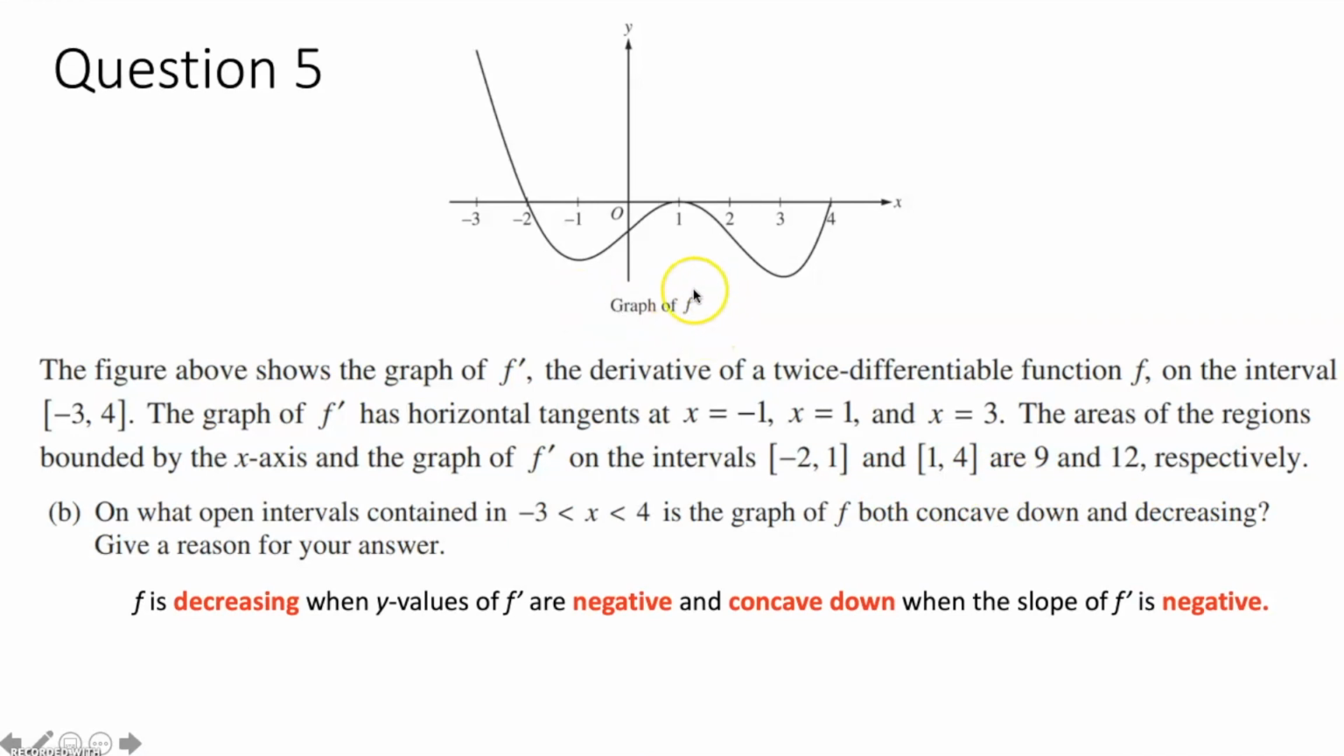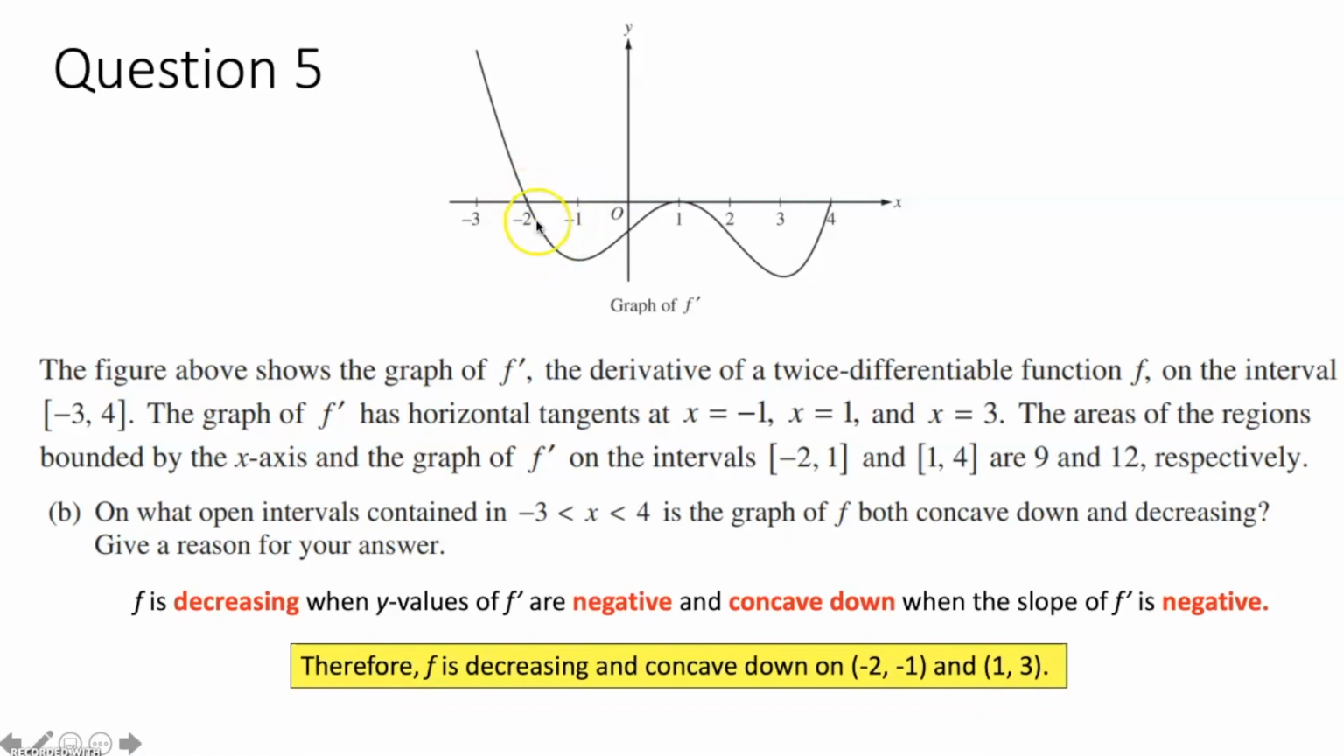So where is the graph of f prime below the x-axis, meaning it has negative y values, meaning your original function is decreasing? And where does the graph of f prime have a negative slope, meaning the derivative of your derivative is negative, meaning the second derivative of your function is negative, so your graph would be concave down? Well, that would be on the interval from -2 to -1. We're below the x-axis and we have a negative slope. And then again, from x is equal to 1 to x is equal to 3, we are below the x-axis and we have a negative slope.